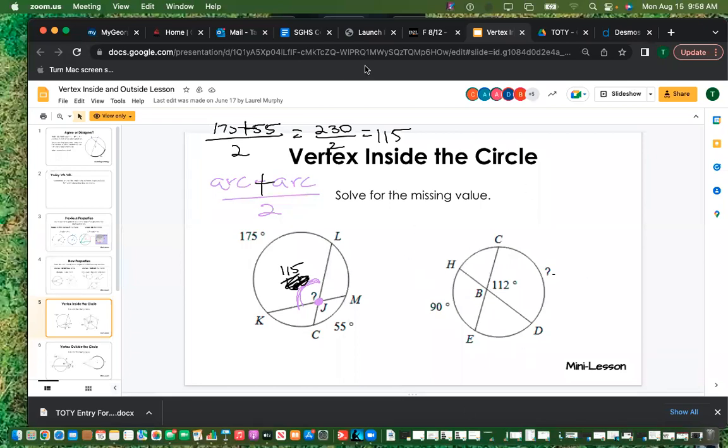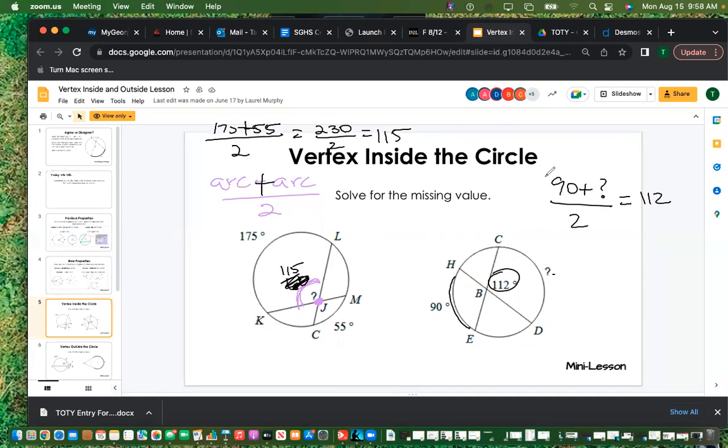Okay, so on this next one, we have the angle. We have this arc, but we don't know this arc. So what we're going to do is we're going to say 90 plus question mark divided by 2. And we know that that equals 112. Okay. So now we're going to solve for question mark.